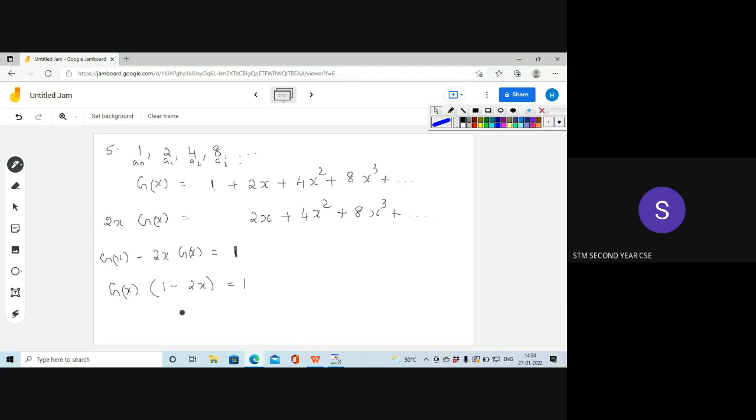Next. Now, what is g of x? G of x is equal to 1 by 1 minus 2x. So for the sequence 1, 2, 4, 8, etc., the generating function is 1 by 1 minus 2x. Is it clear? So for this infinite polynomial, we have generated a closed formula.